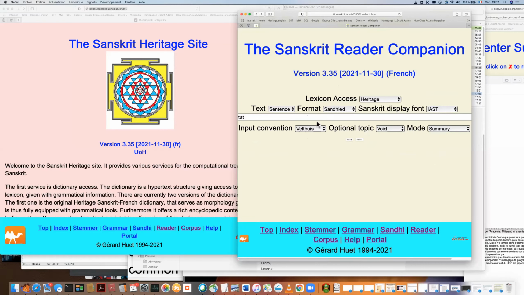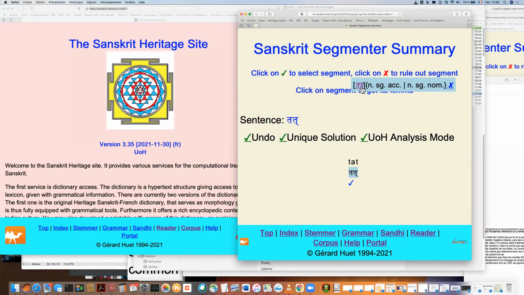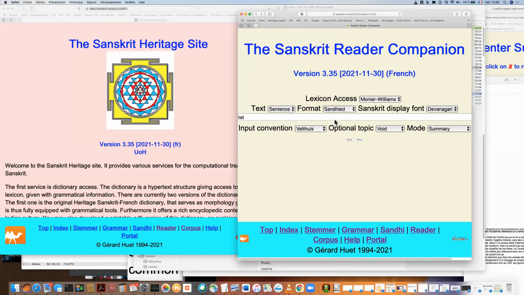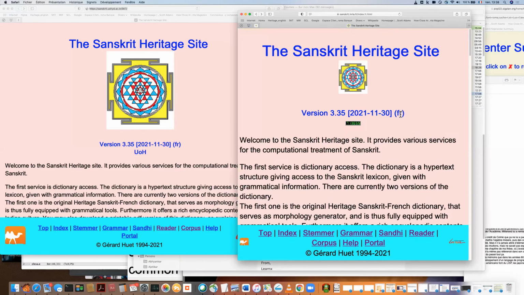Yes. If you don't want this setting, you can change it here. If you want to have Devanagari printing, if you want to have Monier-Williams access, then same. But now, when you access the item, you're in the English dictionary. Okay, so you have both possibilities, but by default, when you enter here, you get access to the French and not to the English. So it's the default behavior, but the other behaviors are adjustable on the fly.